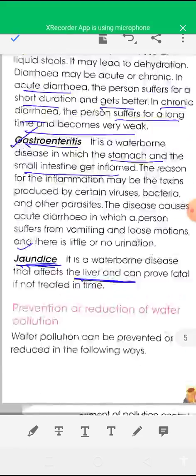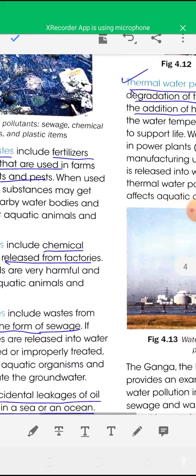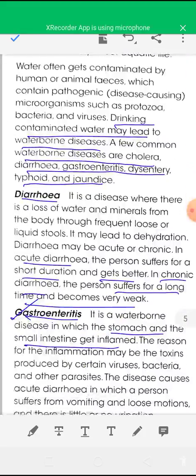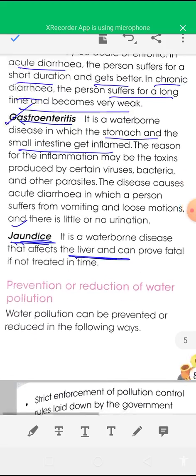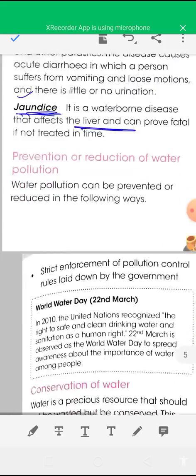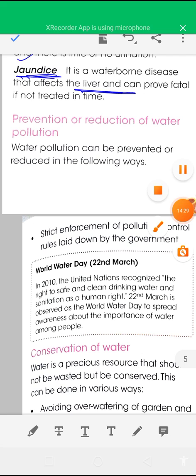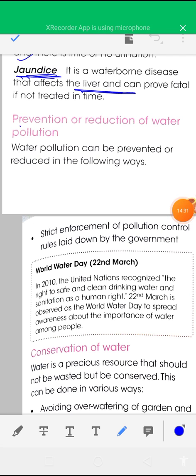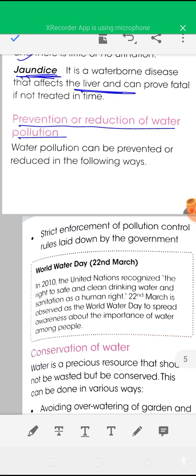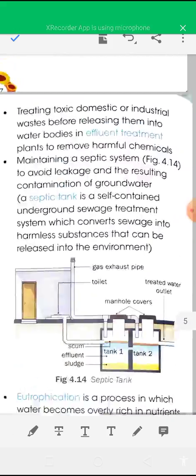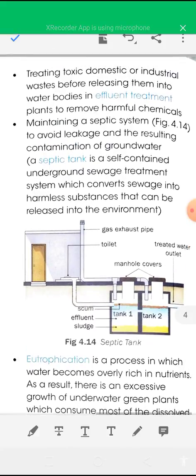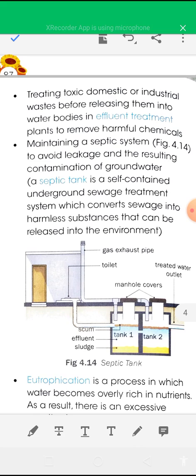So I have told what is water pollution, causes of water pollution, and names of some waterborne diseases. Okay, now you have to know how to reduce water pollution. So, prevention or reduction of water pollution. Water pollution can be prevented or reduced in different ways. Here some ways are given. You have to remember one or two methods of reduction of water pollution.